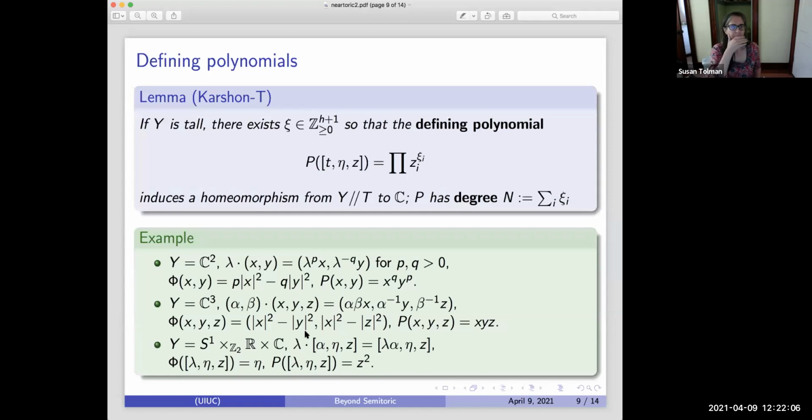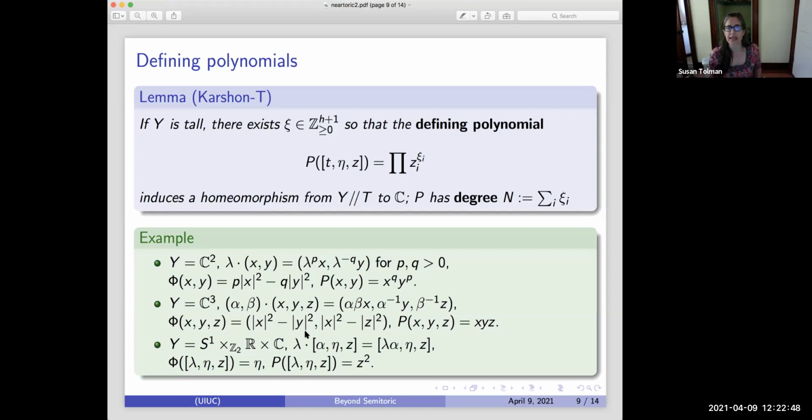So why is this important to us? Well, if Y is tall, then there exists an integral vector in Z^(h+1) such that every component is non-negative, so that we can define a defining polynomial. This is just the map that sends t, eta, z to the product of z_i to the x_i. And that map induces a homeomorphism from the symplectic quotient to C.